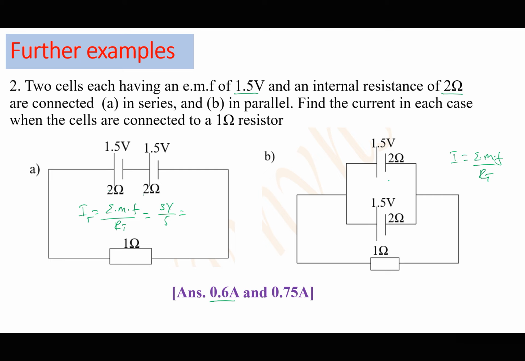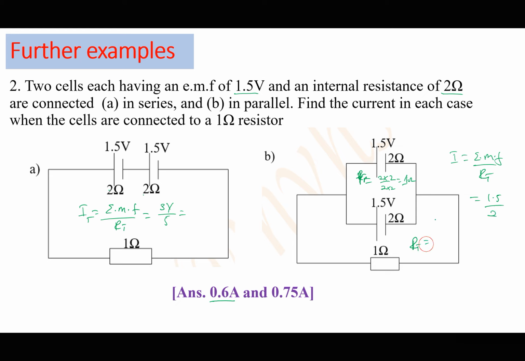However, here the batteries are in parallel. So the effective EMF is automatically 1.5 volts. But for the total resistance, we can't take these 3 resistors to be in parallel, not at all. The internal resistances are in parallel, which gives 2 times 2 over 2 plus 2, which is 4 over 4, which is 1 ohm. But this 1 ohm is in series with the 1 ohm, so total resistance becomes 2.